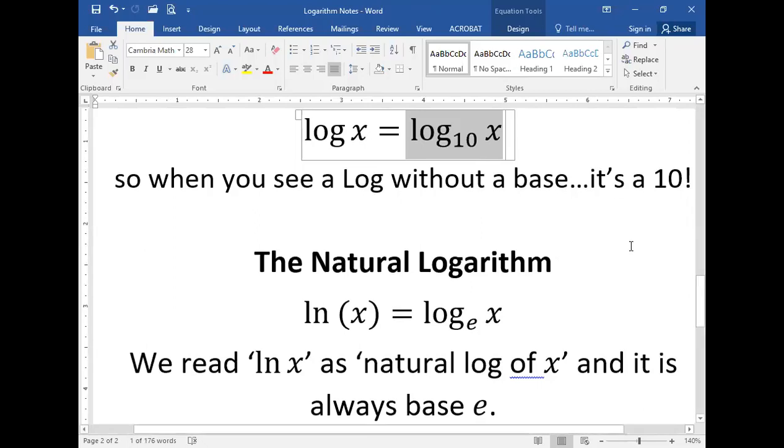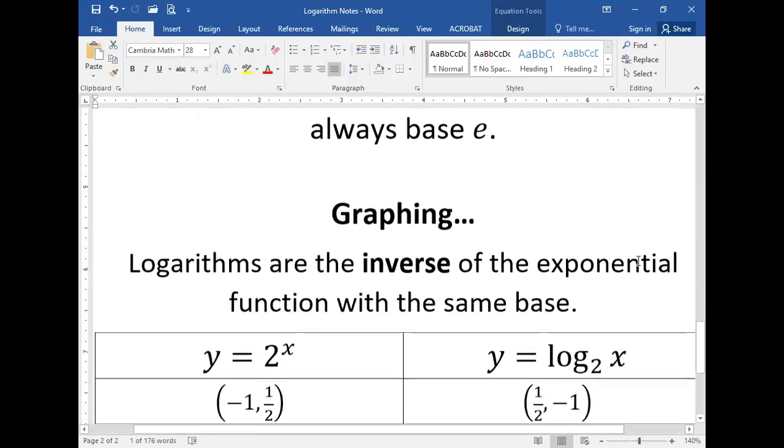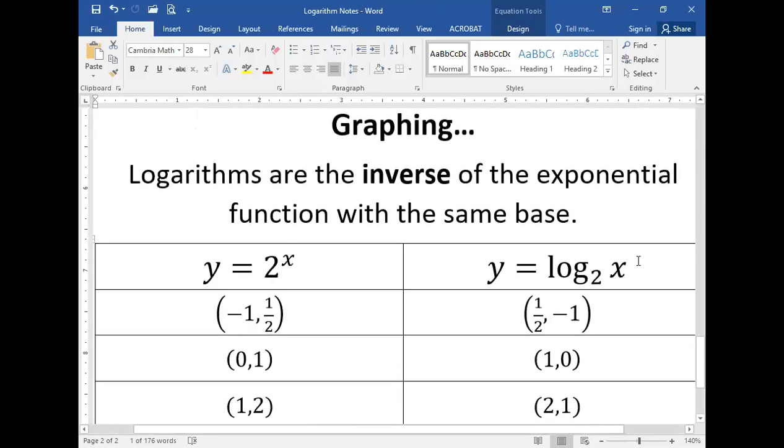Okay, so now we're going to talk for just a second about graphing. Because logarithms are the inverse of an exponential function, obviously the one with the same base, we kind of mentioned that earlier, but that's going to be super important. Because they are inverses of each other, every x and y ordered pair is going to swap places.